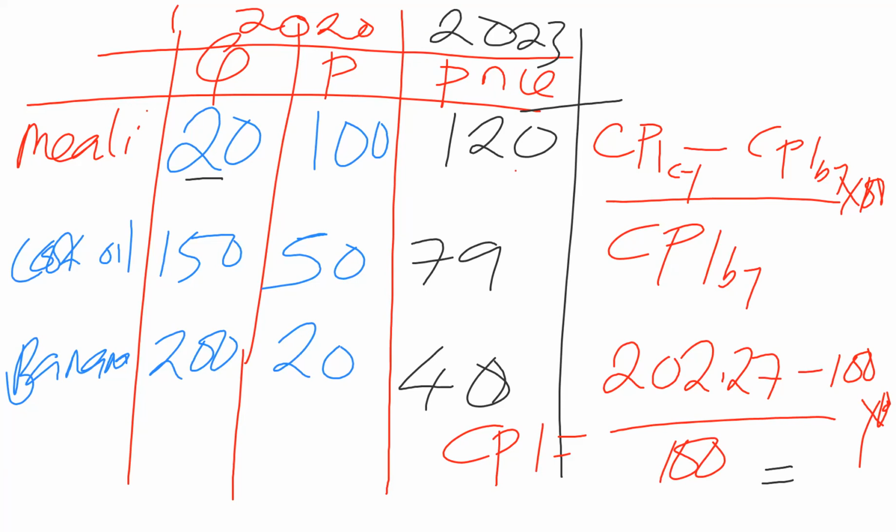Okay. What do you find? 1.0227. 1 point 1.0227 times 100. Oh, it's 102.27, right? Isn't it?